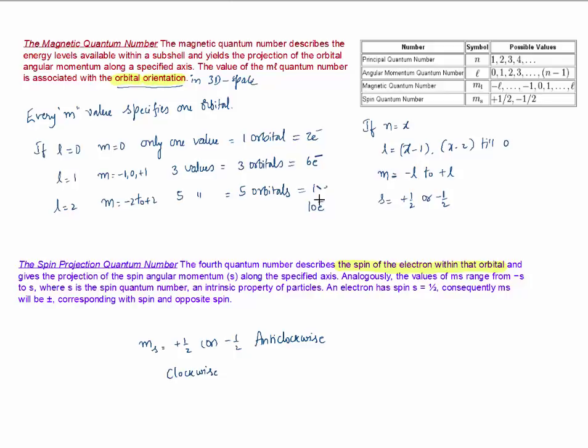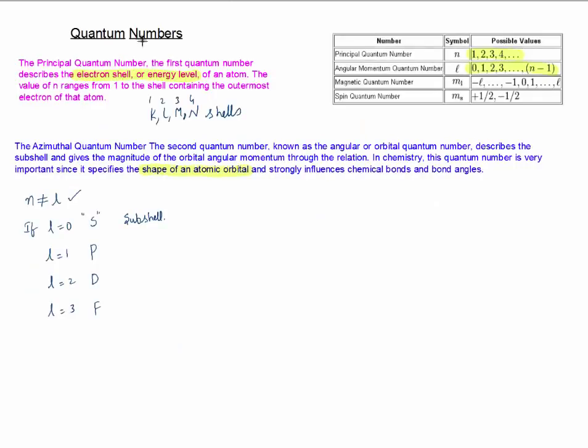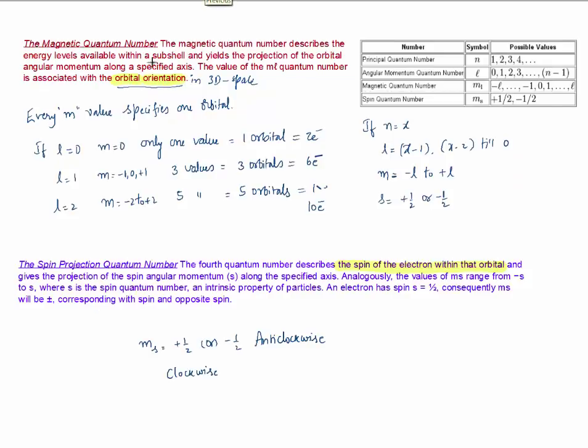Please remember, the principal quantum number talks about energy level. The azimuthal quantum number talks about the shape of an atomic orbital. And the magnetic quantum number talks about orbital orientation in 3D space.